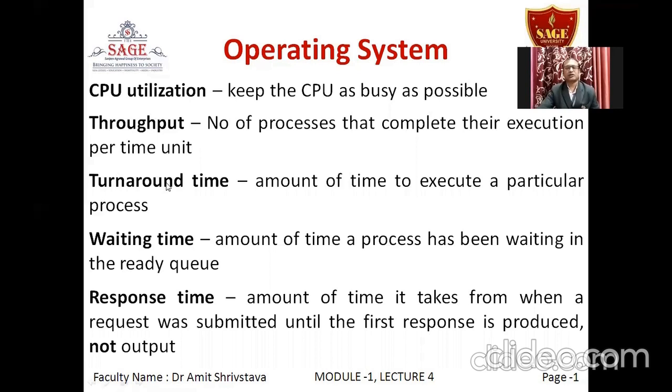Now, the third term is turnaround time. Turnaround time is the total time from when the process first enters our system to when it completes its execution and is terminated, that is, it exits from our system. So the total time from the start till the end is known as the turnaround time of that particular process. Obviously, turnaround time should be as little as possible. Waiting time is the amount of time a process has been waiting in the ready queue for the CPU.